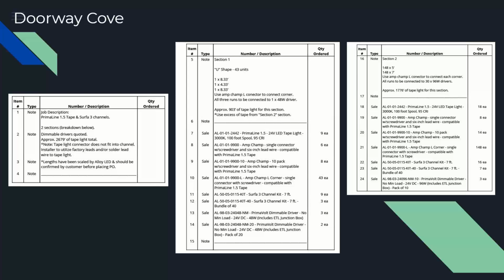It itemizes everything. We erase the pricing on here, but it sends you the whole thing. If you look on section 2 on the far right, those where it was only going down one side of the door. So there's a total of almost 1,800 feet of tape for that.